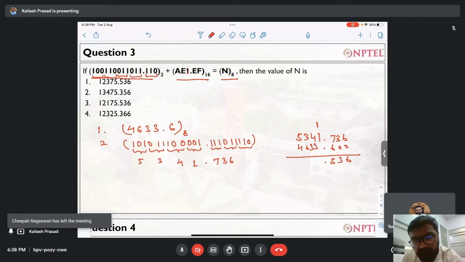If the addition is 5, then it will be 5, right? In octal, the maximum number you can represent is what? It is 7, right? So that is the maximum number you can represent.